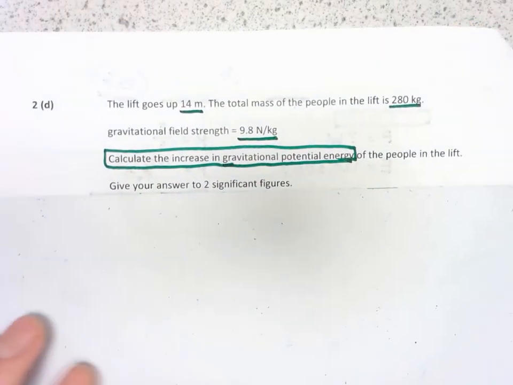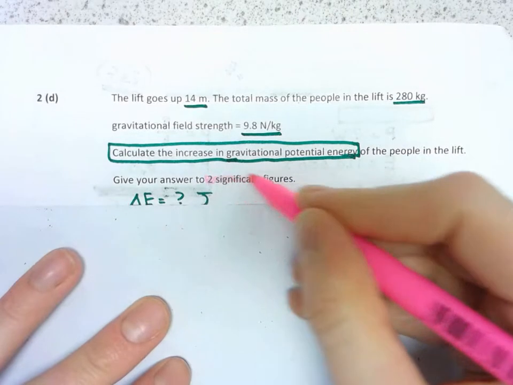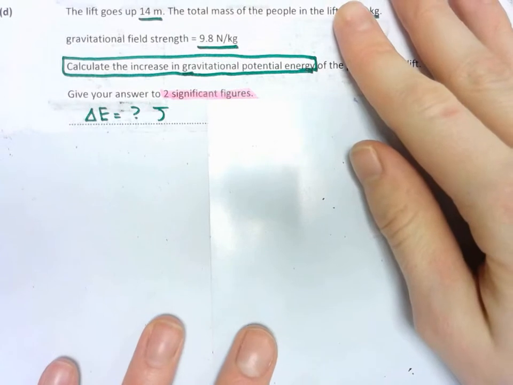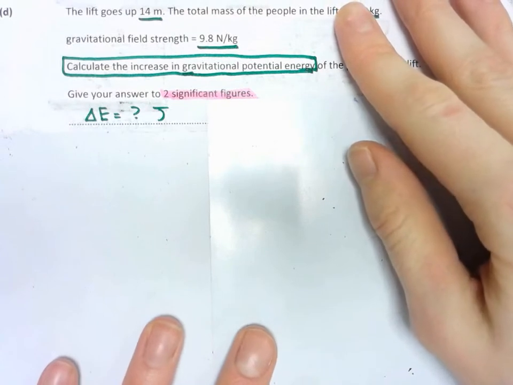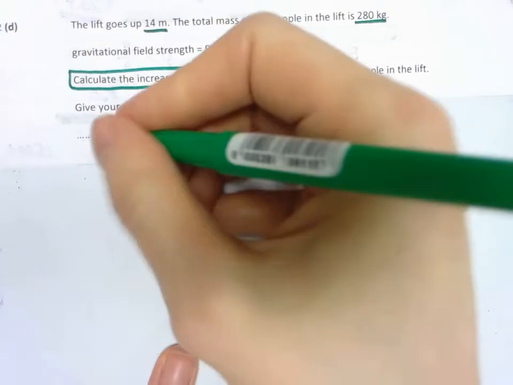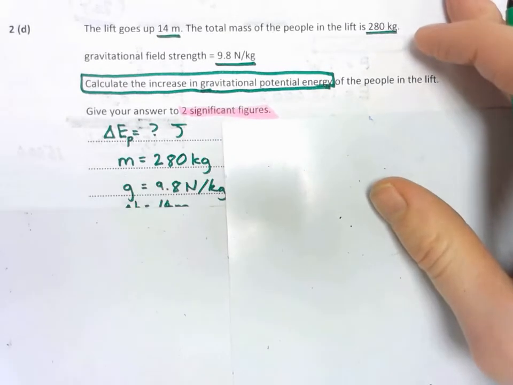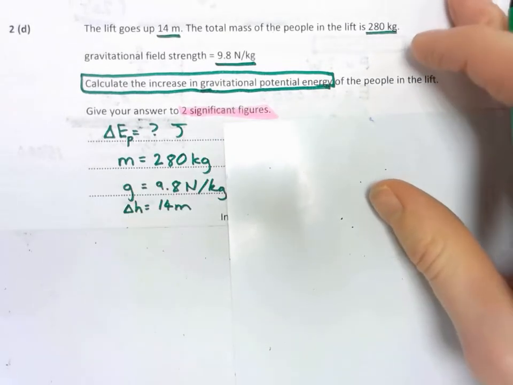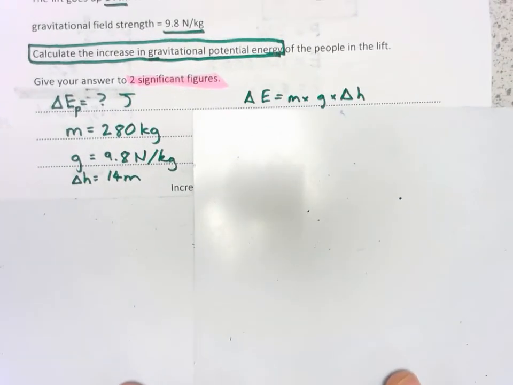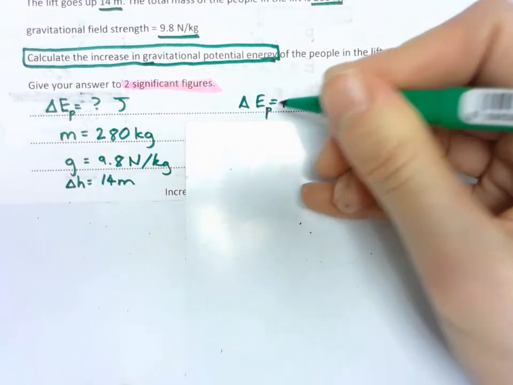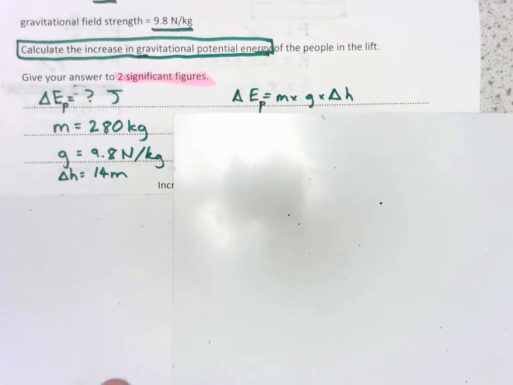And it's specifically telling me here to give your answer to two significant figures. So I need to remember that at the end. Again, writing down what I know. I want to calculate energy transferred, which is gravitational potential energy transferred, or we can call it EP. The mass I know is 280 kilograms, and the gravitational field strength and height I know is 14 meters and 9.8.